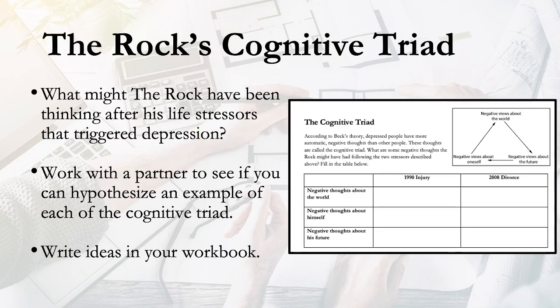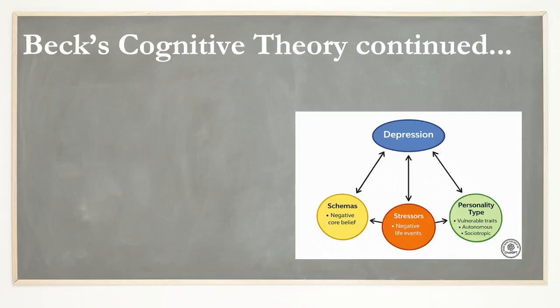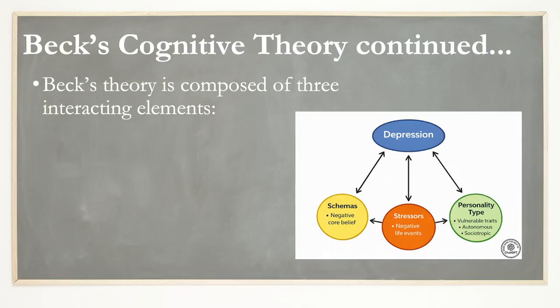Again, just to get them thinking more deeply about the cognitive triad, can they come up with possible examples, things he might have been thinking after those two life events? Then we actually get into the real theory, okay? The combination of schemas, stresses, and personality types. Now, the first two are pretty straightforward. Schemas and stresses. We develop maladaptive schemas in childhood, and then life stresses as an adult activate these, and then this leads to the cognitive triad.